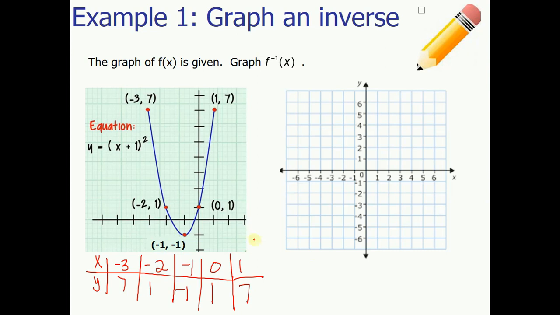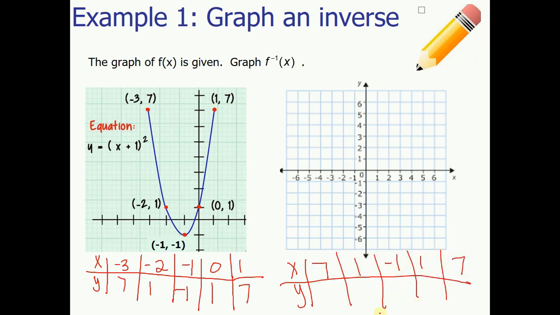So all we need to do is write our table here, x, y, but instead of the y's being 7, 1, -1, 1, 7, those are actually going to be the x values for the inverse. So all this is doing to find our inverse is we're just going to flip x and y around. So then my x values for my original are now the y values for the inverse, like that. Now let's graph those dots.